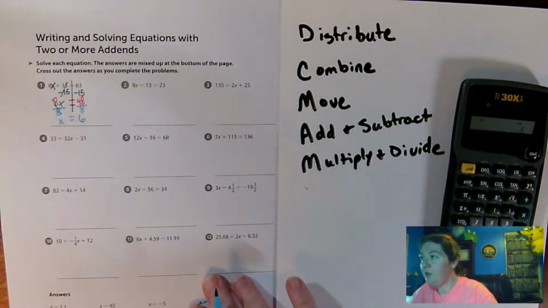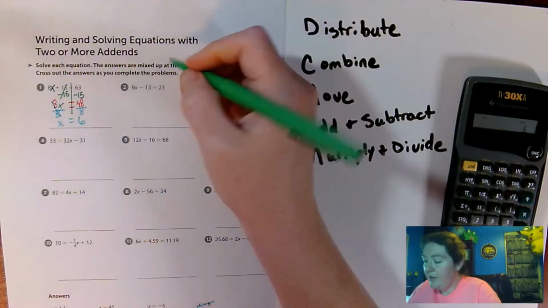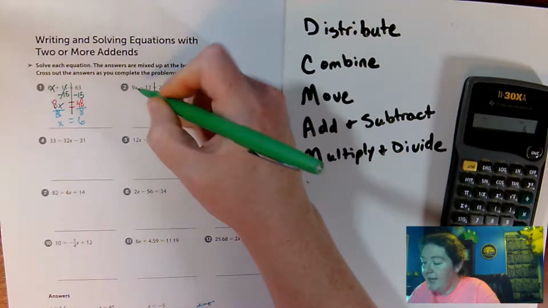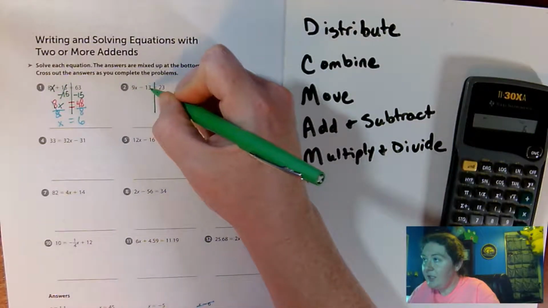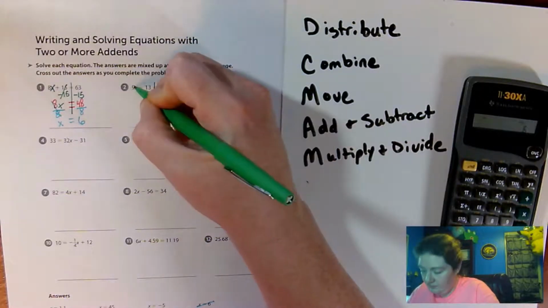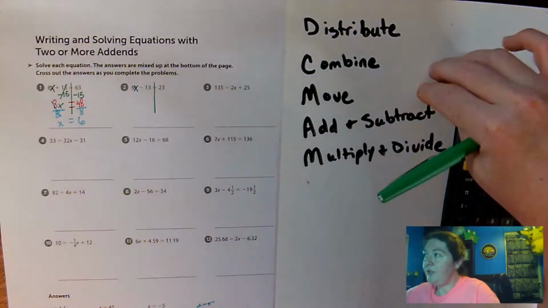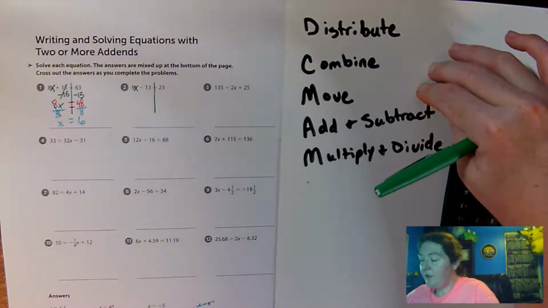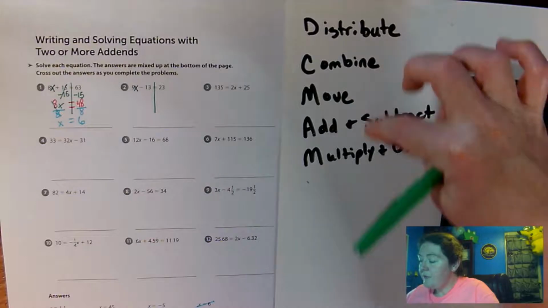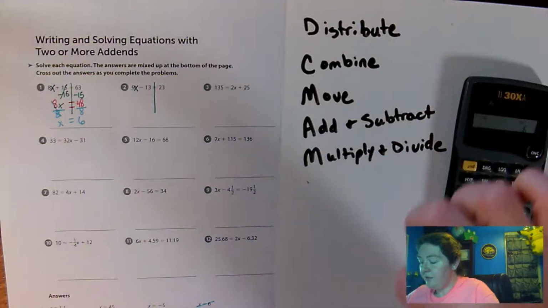Let's look at number 2. Number 2, we have 9x minus 13 equals 23. Who are we trying to make happy? We're trying to make Mr. X happy. We're going to follow these steps to make Mr. X happy. Don't call me after midnight. Distribute, combine, move, add and subtract, multiply and divide.